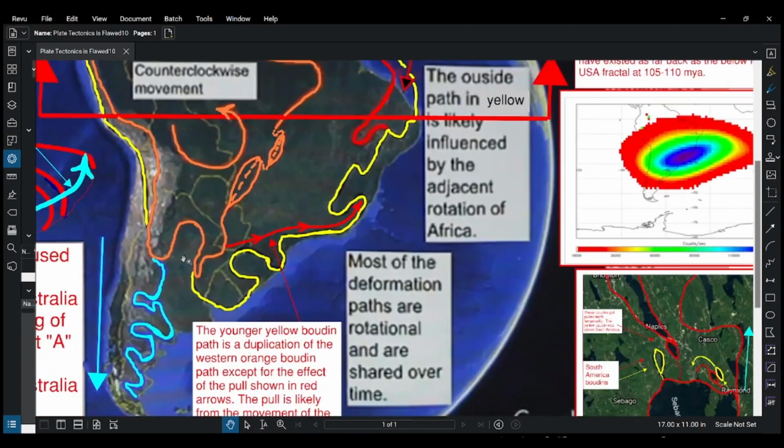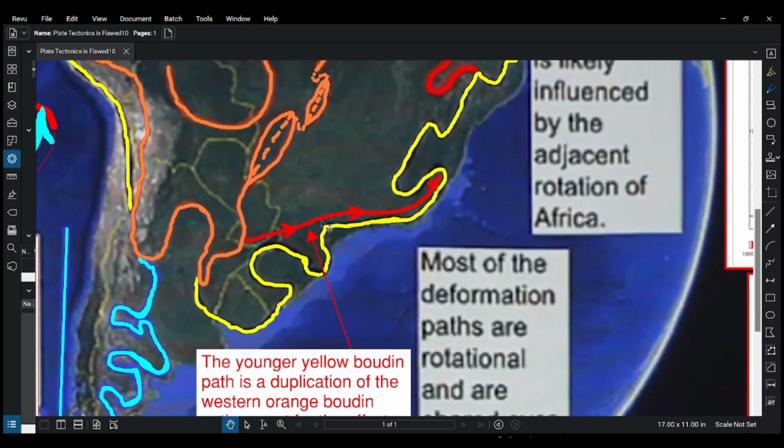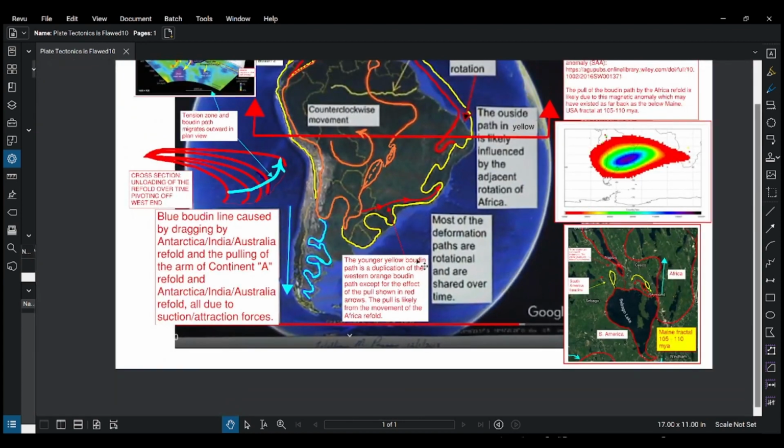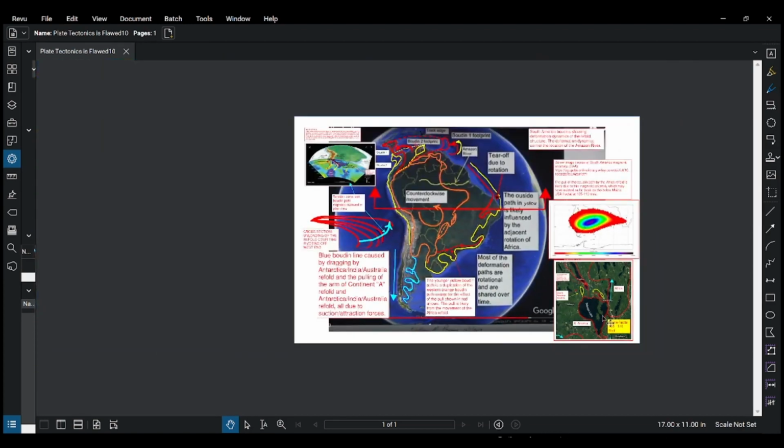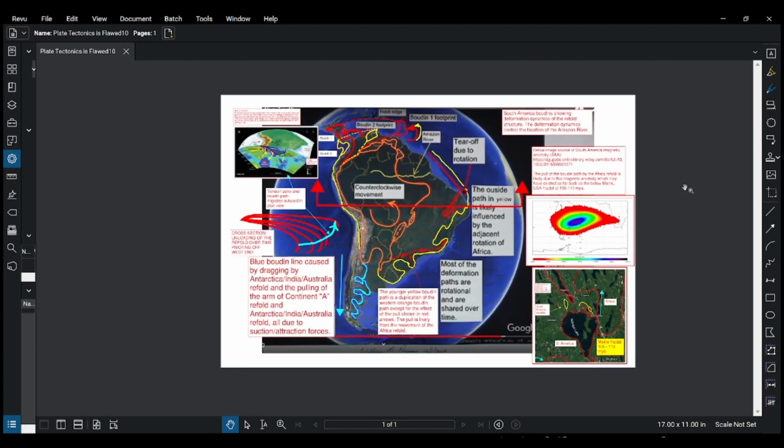Okay, and that's not so coincidentally right exactly where this red pulling is of the Boudin path in orange to the Boudin path in yellow. So there's something going on there, and it's possibly related to this dynamic here, how Africa separated from South America, and it kind of moved along. It looks like it's sticking right here. So there's some kind of attraction, most likely. That's all coming into play.